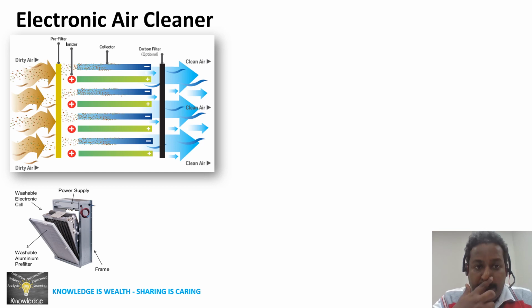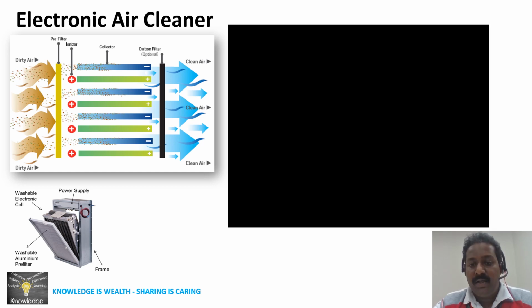Cathode and iron rods will be there in the coarse filter, and a carbon filter is also provided. After 10 micron particles are filtered in the pre-filter, when air moves to the coarse filter, the particles break up into positive ions and negative ions. Positive ions are attracted by the anodes and negative ions by the cathode, and they are deposited on those electrodes. After the carbon filter, clean air passes through. We need to be cautious when doing PPM activity on an electronic air cleaner because it is electrically powered. Let's see one small video on how an electronic air cleaner works.